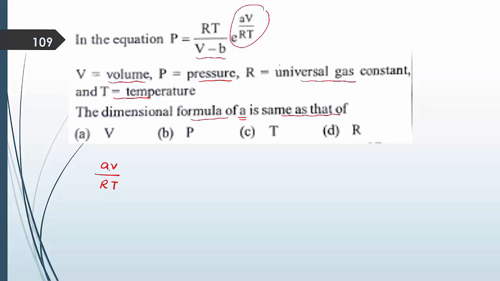This is as same as PV divided by RT is equal to N, where N is a number. This is dimensionless. If N is dimensionless, then A is equal to what? P. P indicates pressure. So option B is the right answer.